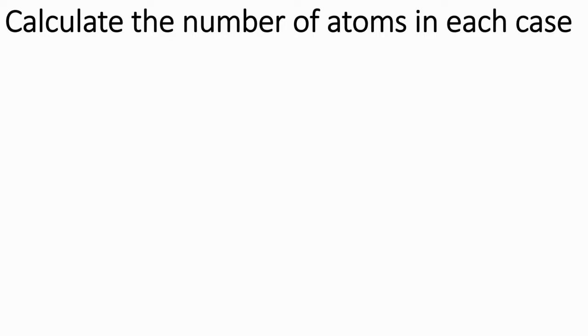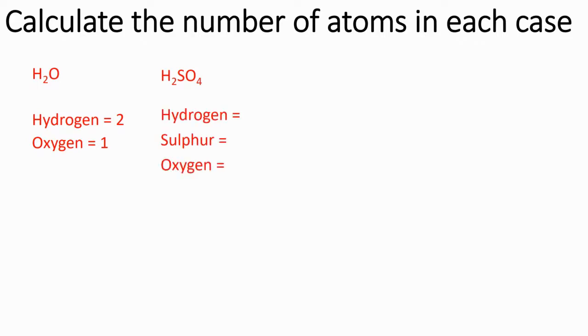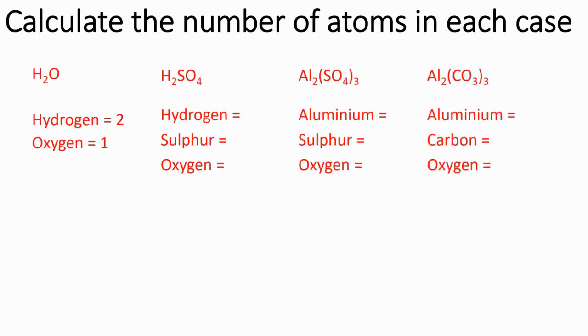Let's calculate the number of atoms in each case. Water, H2O, has 2 hydrogens and 1 oxygen. Let's see if we can calculate the number of atoms in each of these molecules: sulfuric acid, aluminium sulfate, and aluminium carbonate. You may pause and work the answer out. Let's check your answers.